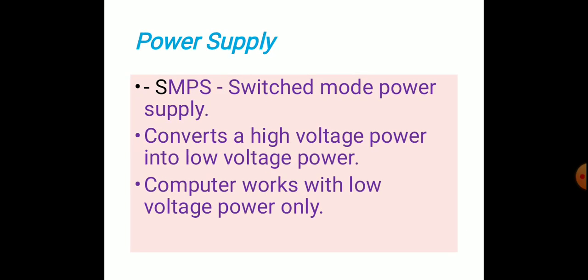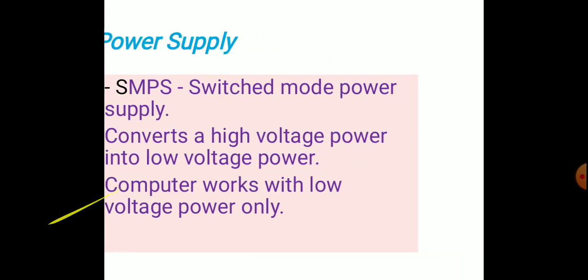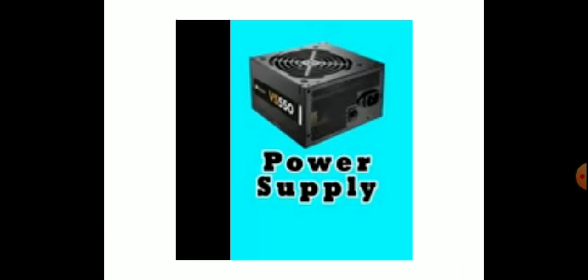Next device is power supply. Shortly it is called as SMPS. This is a device which gives the electricity, power to the computer. The full form of SMPS is switched mode power supply. It converts a high voltage power into low voltage power. Computer works with a low voltage power only. Thus, SMPS is a very important and useful component. This is the physical structure of power supply.